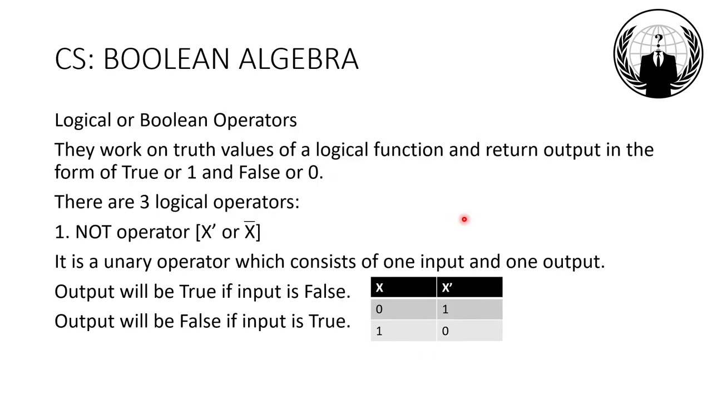Now, as we know, an arithmetic or algebraic expression contains certain variables or values along with the operators. And in Boolean algebra, we also require variables, which we have learnt in the previous slide. And here come the operators, which are known as logical or Boolean operators. They work on truth values of a logical function and return output in the form of true and false only. In Boolean algebra, there are three logical operators, which are not, and, or.